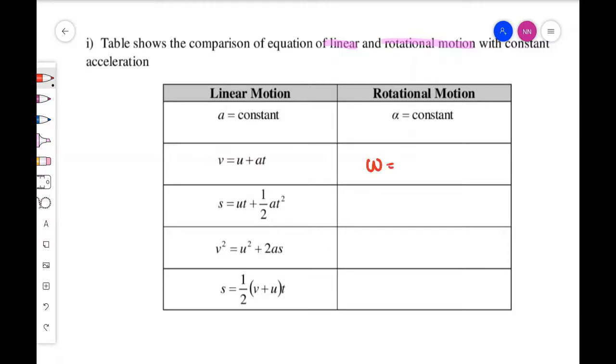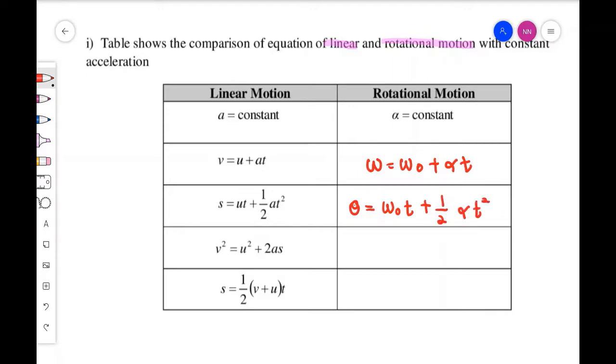U adalah analogous dengan omega naught. A adalah analogous dengan alpha. Dan T adalah sama. So, kita dapat equation: final angular velocity omega equals initial angular velocity omega naught plus angular acceleration alpha times T. Okey. Seterusnya, S adalah analogous dengan theta. Theta equals omega naught T plus half alpha T squared.